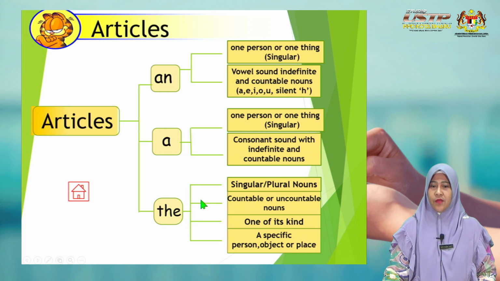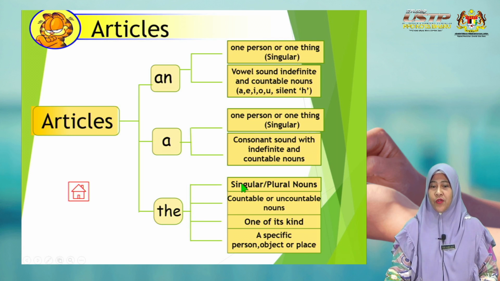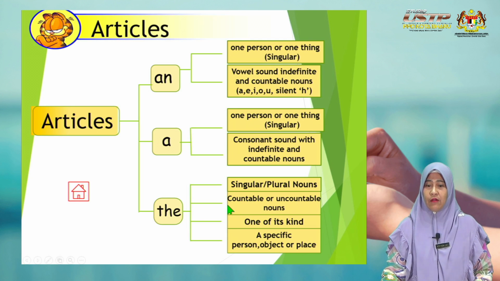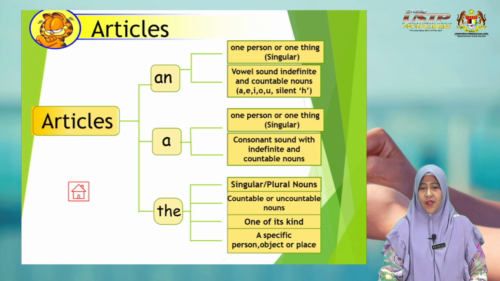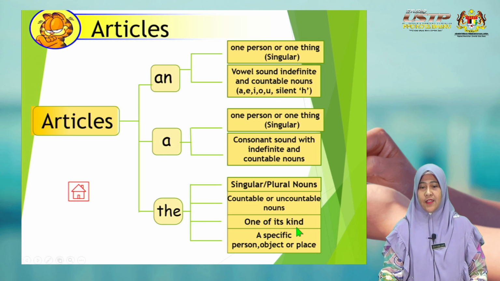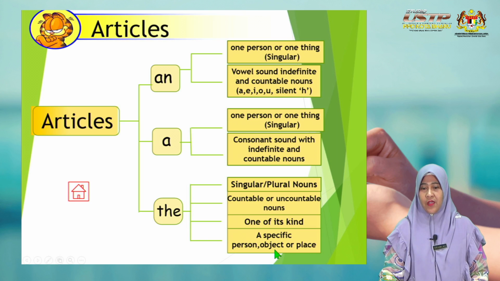The is used for both singular and plural nouns, as well as for countable and uncountable nouns. The is also used for one of its kind. And lastly, the is used for a specific person, object, or place.